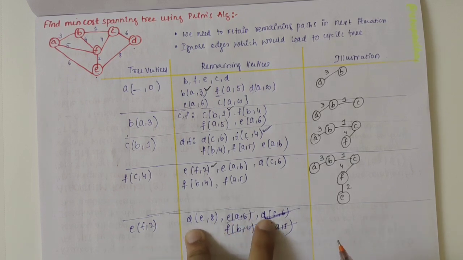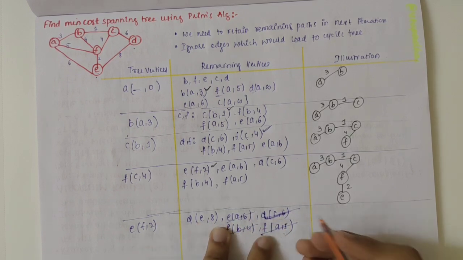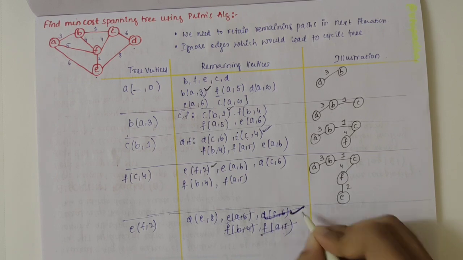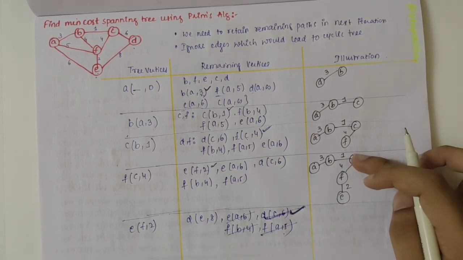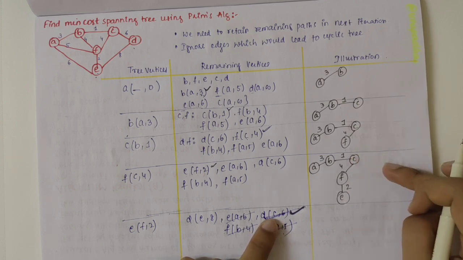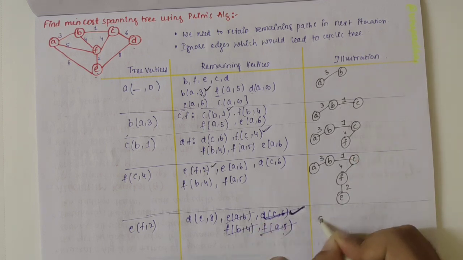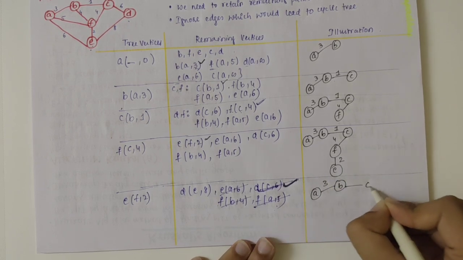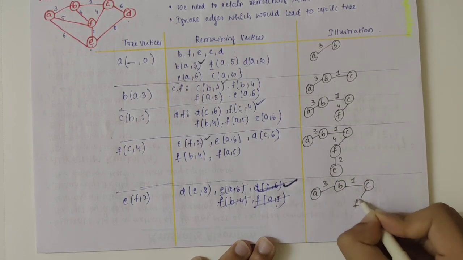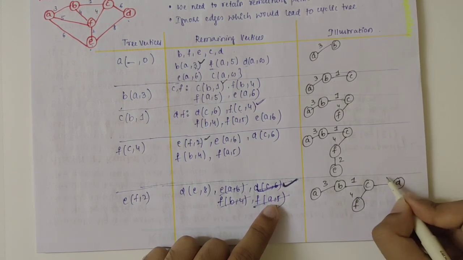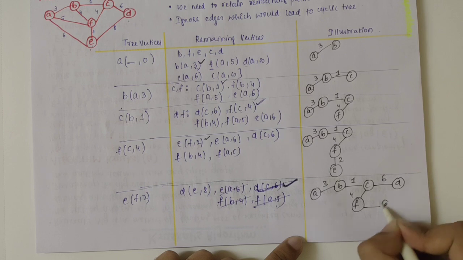So among these two, D, C comma 6 and D, E comma 8, which one is correct? Which one is the shortest value? D, C comma 6, right? So I can consider this. Check if it is forming a cycle from D. Okay, from C it is going to D, so it is not cyclic. So I can write it as from A I went to B, from B I went to C, from C I went to F, from C I went to D also. This is 6. From F I went to E, this is 2.